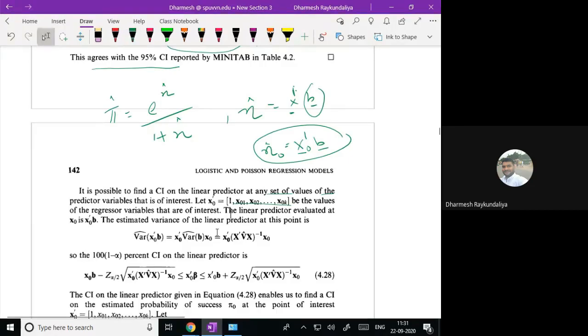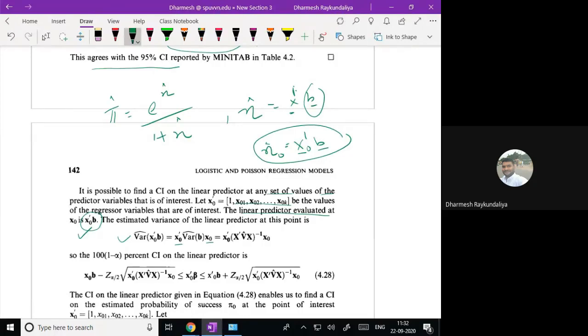To calculate this, what do you require? Once you have x0 dash with you, you can calculate the linear predictor. How to calculate the linear predictor? It is x0 dash b. Now, to obtain the confidence interval, I require the variance of the estimate of the linear predictor. What is the estimate of the linear predictor? It is x0 dash b. I have to first find the variance. So how to find the variance? The variance of this is x0 dash, a constant, times the variance of b, times x0.